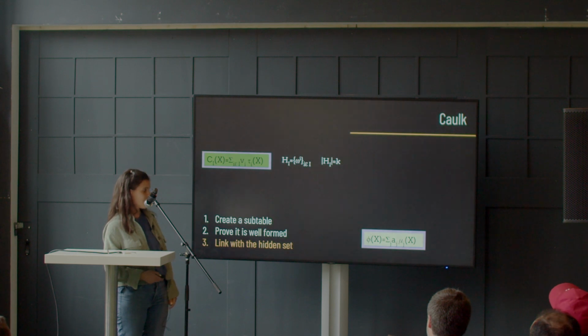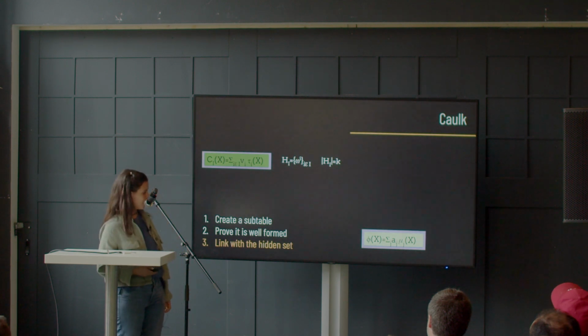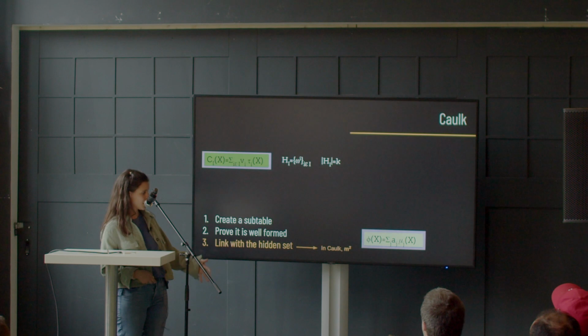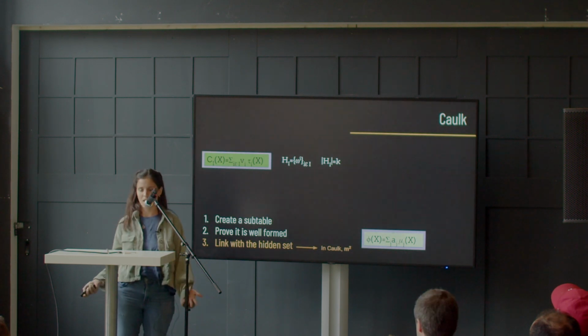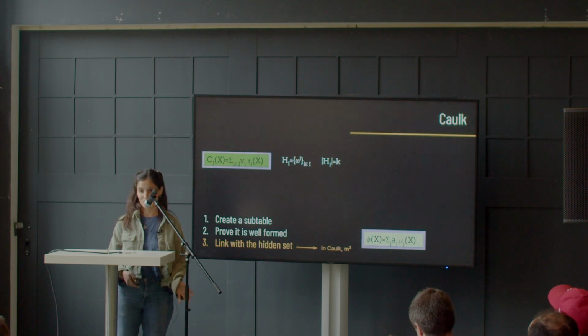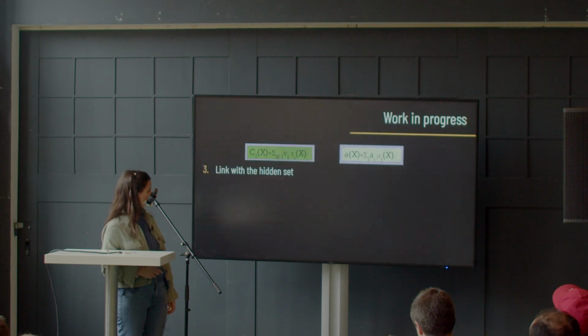This will give a bound. Yeah, it's what we call m. So assuming that m is way smaller than n. And now our problem is to link these two guys, the subtable with the hidden set. And in Caulk, this is what takes time m squared. And this is what we want to improve. This is all I'm going to talk about now.